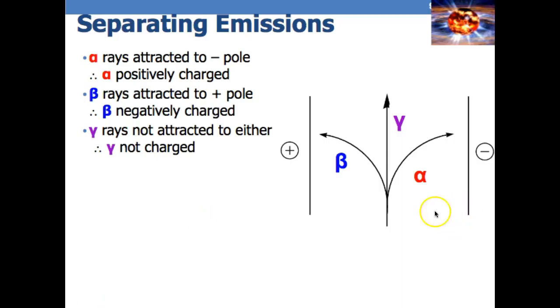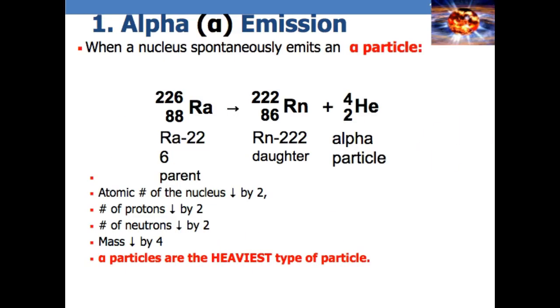Here's just another representation showing you beta particles are negative, would be attracted to a positive plate. Gamma rays, straight through, no mass, no charge, no attraction. Alpha particles are positive, would be attracted to negative. All right, let's go particle by particle emission.